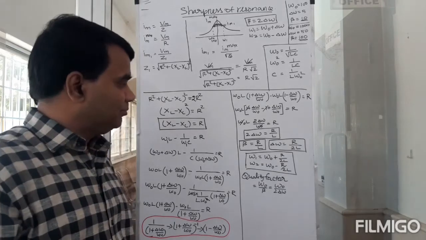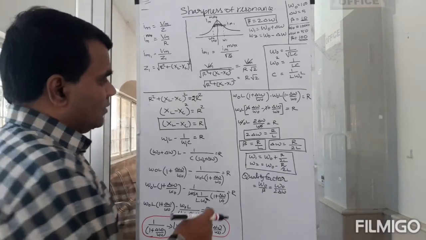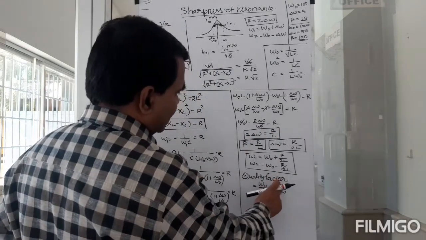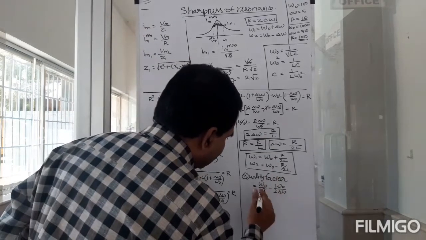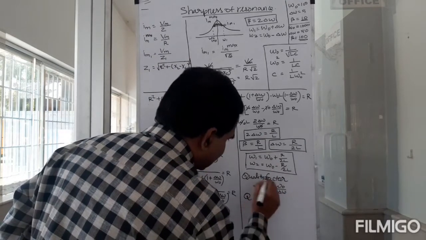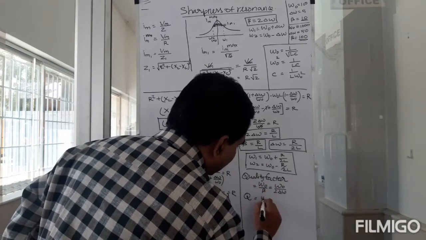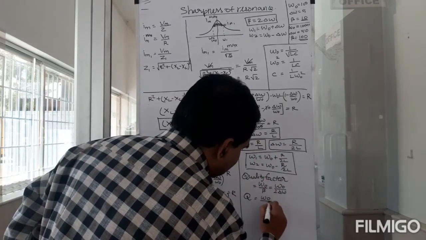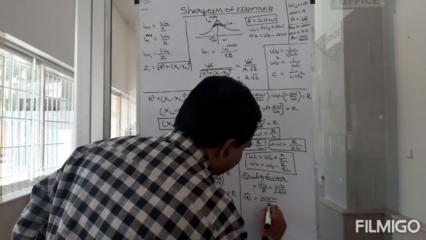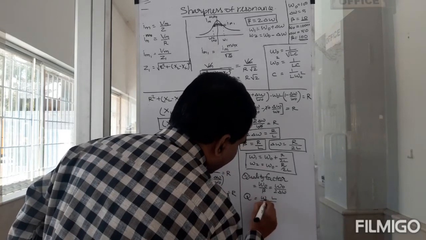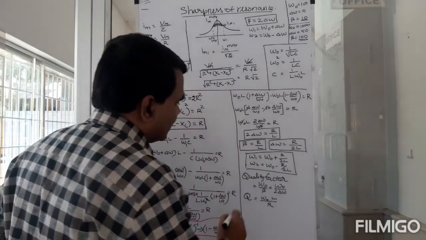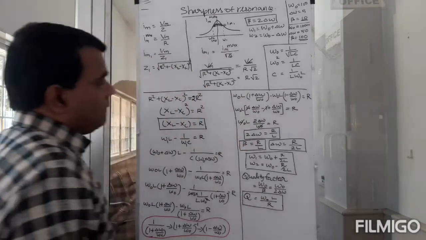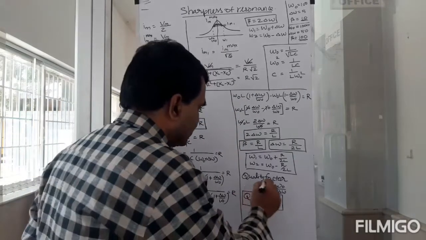So what is 2 delta omega? It's R by L. So my quality factor Q is equal to omega naught by R by L, so that will give me omega naught L by R. So this is important.